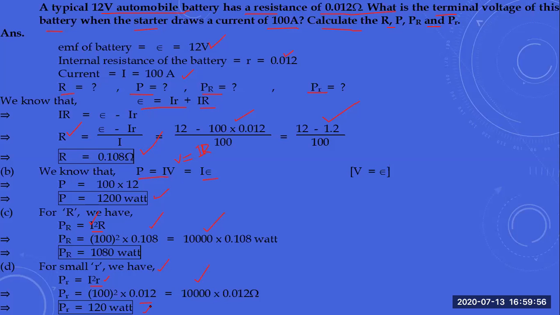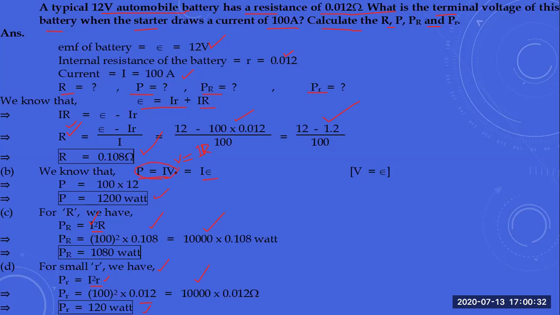So what you have done: first of all, you have calculated the resistance after looking at the given values. Then you have calculated power. Power is equal to IV. Then you have calculated power due to this resistance, that is I square R. Already you have calculated capital R, and then for small r, the internal resistance, you have used this formula. After putting values in this formula, you came to know that our one formula, P is equal to IV, is the formula of the power.